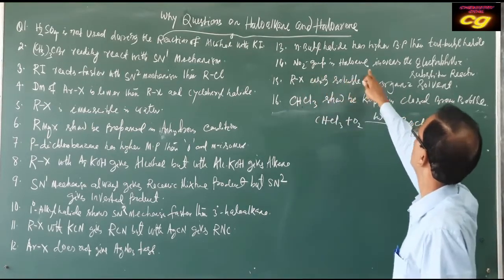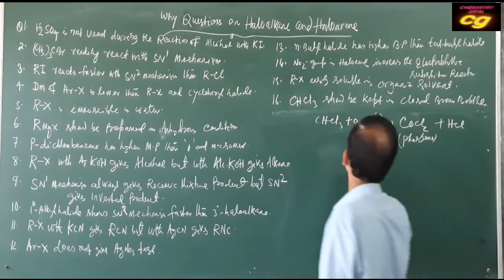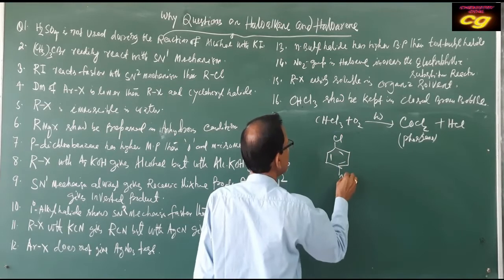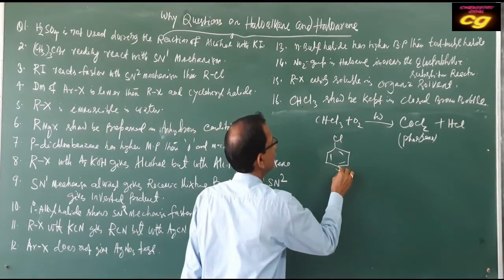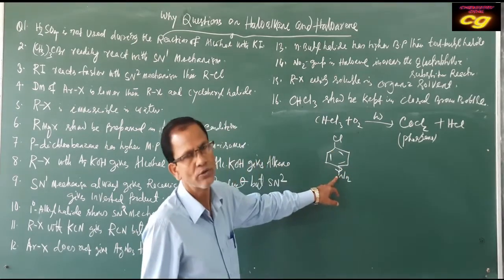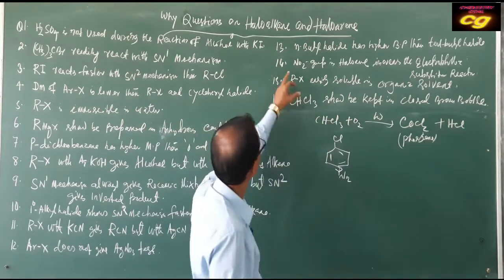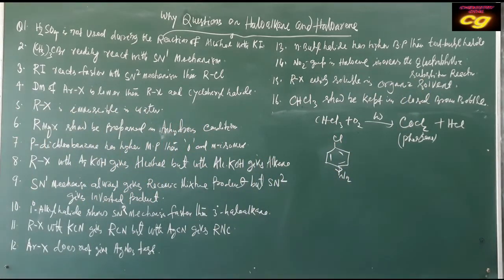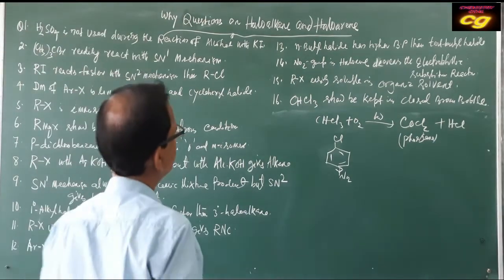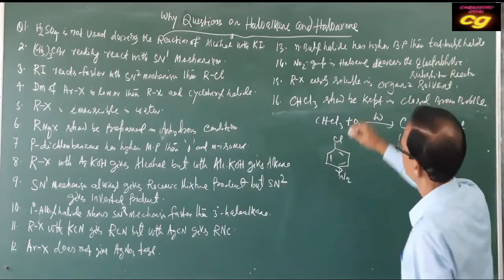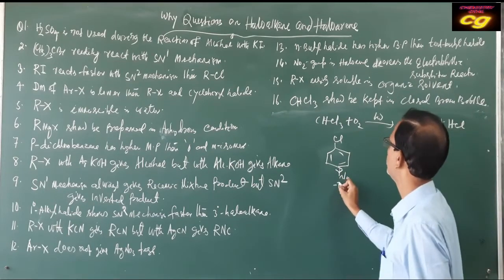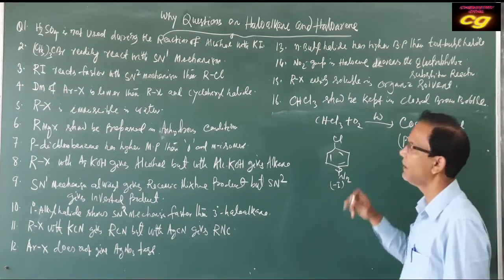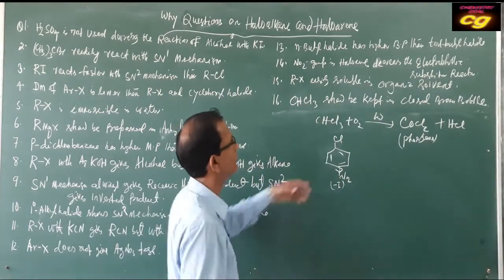Question 14: Nitro group in haloalkane increases the electrophilicity. If you place a nitro group on the ring, you know the nitro group is an electron withdrawing group. Nitro group decreases the electrophilic substitution reaction because it is an electron withdrawing group, that is, it has a minus effect. Due to the minus effect, the electron density around the ring decreases. That's why the electrophilic substitution reaction becomes low.